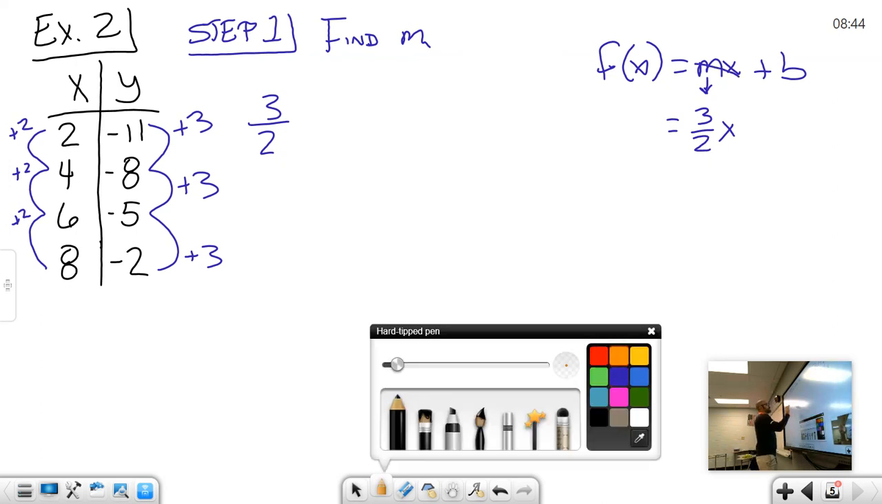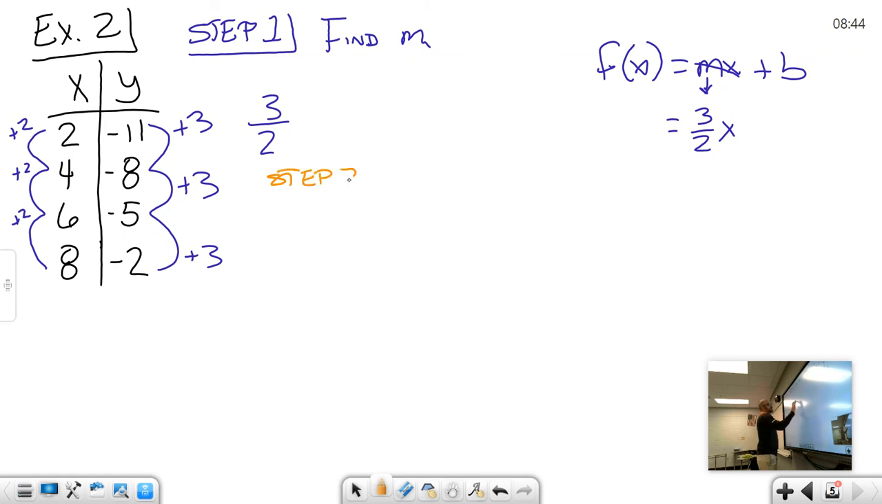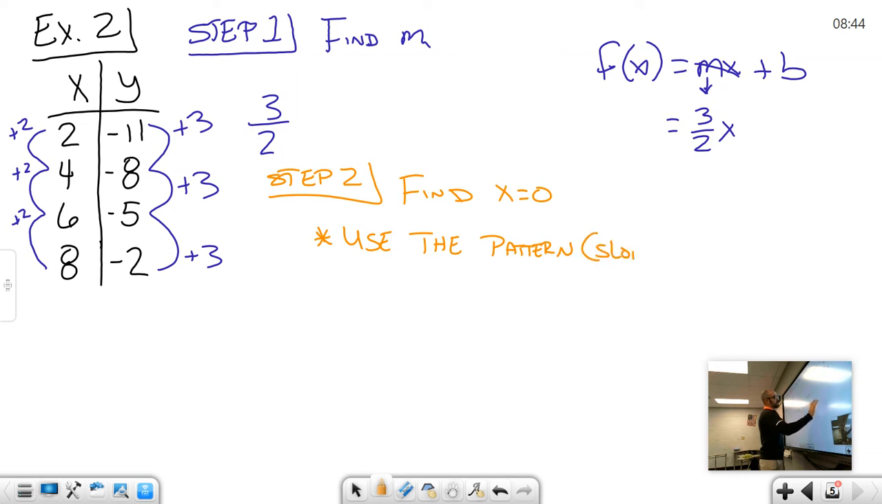If you remember step 2, we're going to find when x equals 0. That's my y-intercept. We're going to find that x equals 0. Now, this particular problem, there's no 0. So how do we find 0? We're going to use the pattern for slope to work backwards.